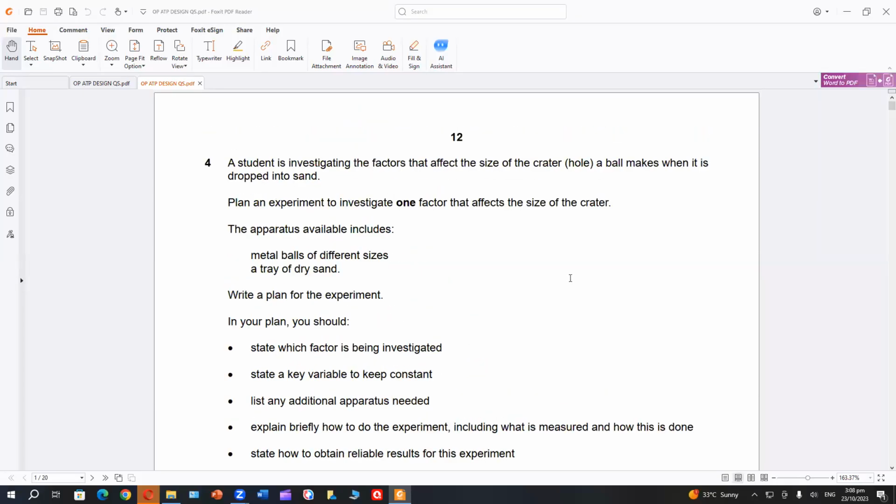So this is a design question. I read it again and you have to answer me some questions now. A student is investigating the factors that affect the size of the crater a ball makes when it is dropped into sand. Plan an experiment to investigate one factor that affect the size of the crater. The apparatus available includes metal balls, a tray of dry sand. So you can say the weight of the ball, you can say the size of the ball, you can say density of the ball, because anything will affect the size of the crater.